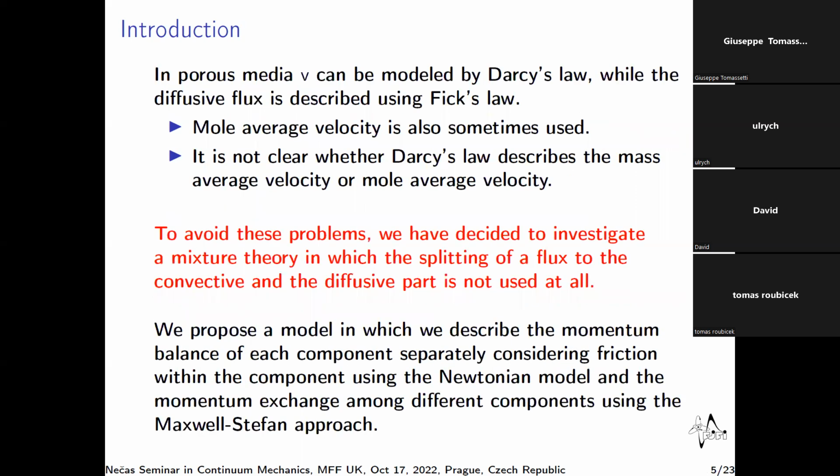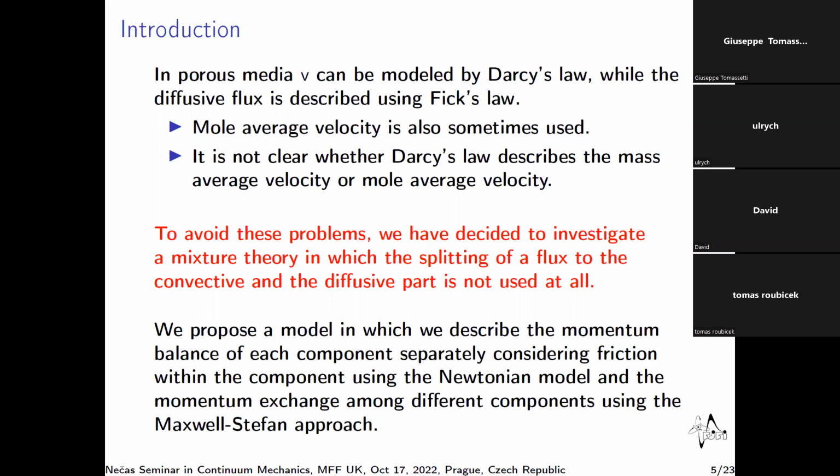In a porous medium, we usually use Darcy's law to model convection, and then generalized Fick's law, or maybe Stefan-Maxwell, to model diffusion. And we put it together like this.